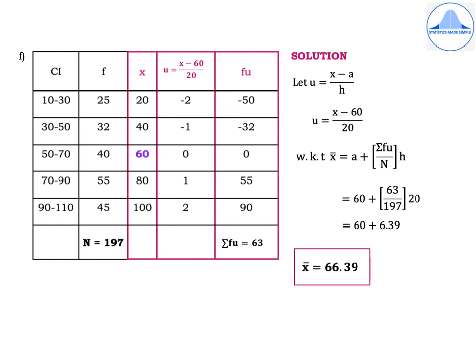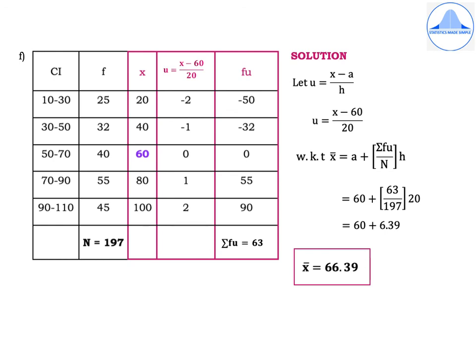On calculations, we get the u values as minus 2, minus 1, 0, 1 and 2. And the fu values are minus 50, minus 32, 0, 55 and 90. Summation fu is equal to 63.